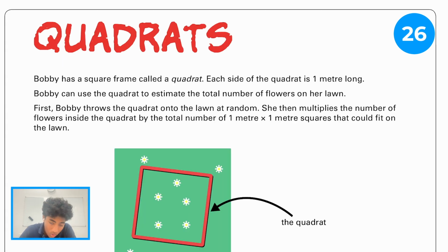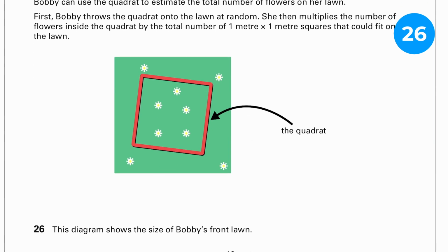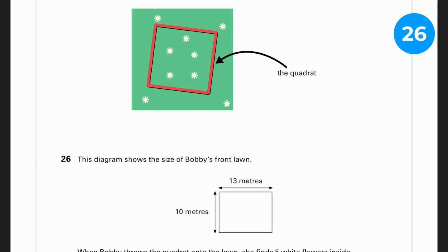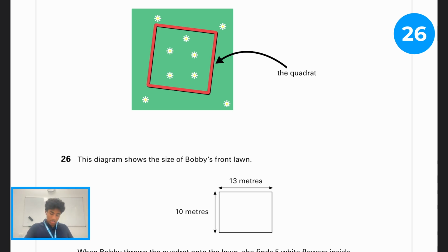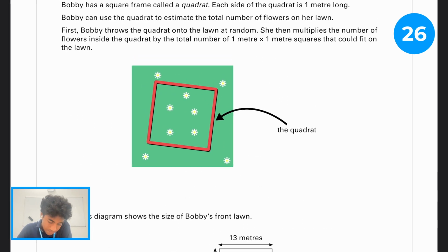Bobby has a square frame called a quadrat. Each side of the quadrat is 1 meter long. Bobby can use the quadrat to estimate the total number of flowers on her lawn. First, Bobby throws the quadrat onto the lawn at random. She then multiplies the number of flowers inside the quadrat by the total number of 1 by 1 meter squares that could fit on the lawn. The diagram shows the size of Bobby's front lawn. When Bobby throws the quadrat onto the lawn, she finds five white flowers inside the quadrat. What is Bobby's estimate of the total number of white flowers on the lawn?